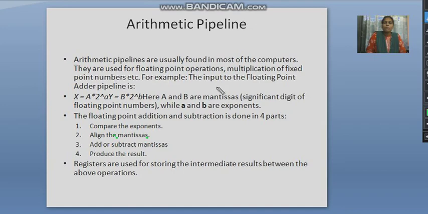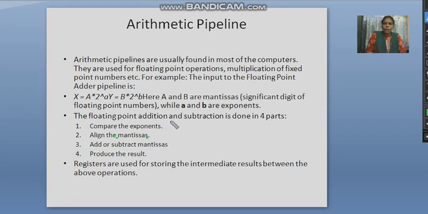We can understand it by this example: the inputs to the floating point adder are X = A × 2^a and Y = B × 2^b. Here A and B are the mantissas, the significant digits of the floating point numbers, while a and b are the exponents. So we can make a pipeline for the execution of these instructions to get the result.